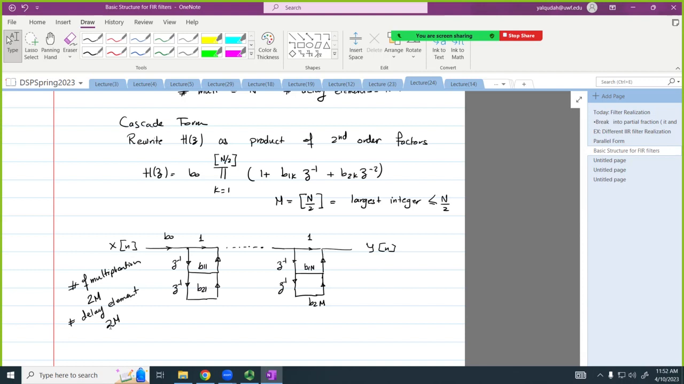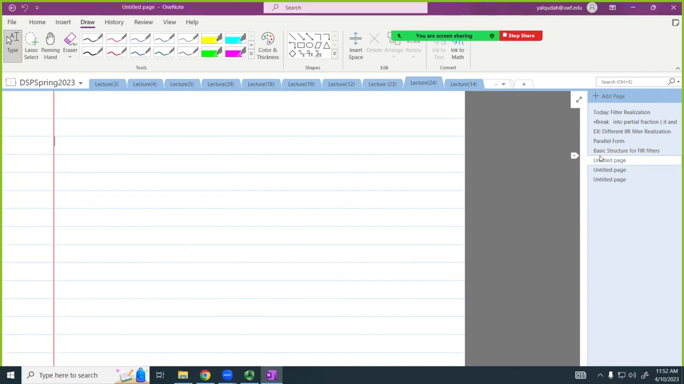Finally, the last structure we're going to look at is the structure of the FIR filter that has a linear phase. So we can't do a parallel. What is the condition for the linear phase of the FIR filter? Anybody remember off the top of their head?